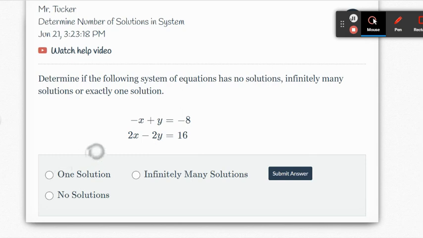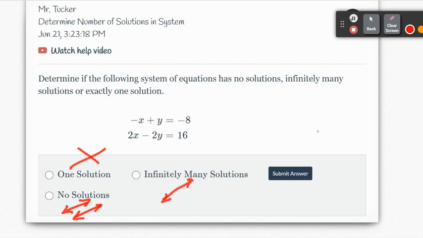So one solution would look like the two lines intersecting. No solutions looks like the two lines parallel. And infinitely many solutions looks like you have the line of the first equation, and then you go ahead and graph the second line, and it perfectly coincides on top of that first line, and that would be infinitely many solutions. So we're just going to go ahead and type this system into Desmos.